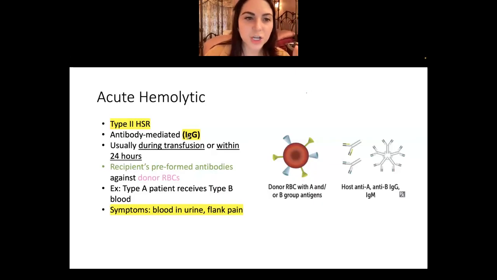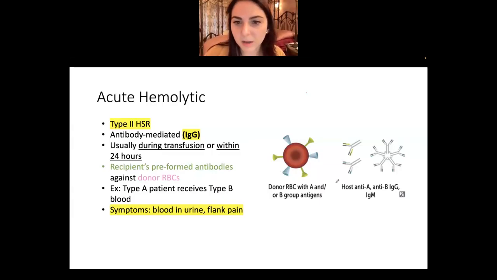This is IgG mediated. It's type 2 hypersensitivity because, again, it's an antibody to an antigen. So it would be an anti-A antibody against the A antigen on the red cells. This usually happens during the transfusion, so you can actively see the patient getting these symptoms, or within 24 hours. It doesn't have to be exactly afterwards. They can go home and then start having these symptoms.